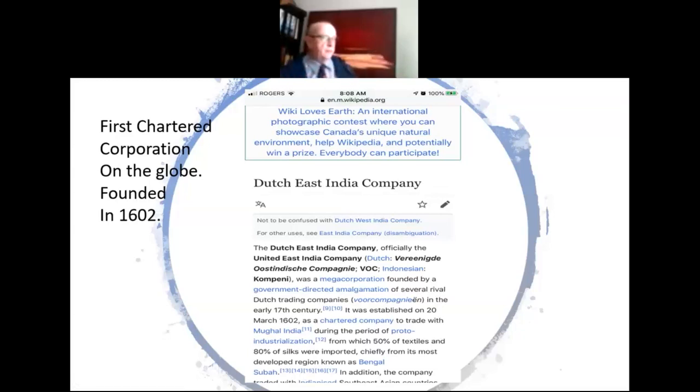So a company is created, the company issues shares, the shares are sold to the general public, and depending on how many shares you own, you benefit from the profits of the company accordingly on a prorated basis. So that company was established on the 20th of March, 1602. Basically, it still exists today, but it's certainly gone through much change and many name changes over the centuries in the past 418 years, 420 years.